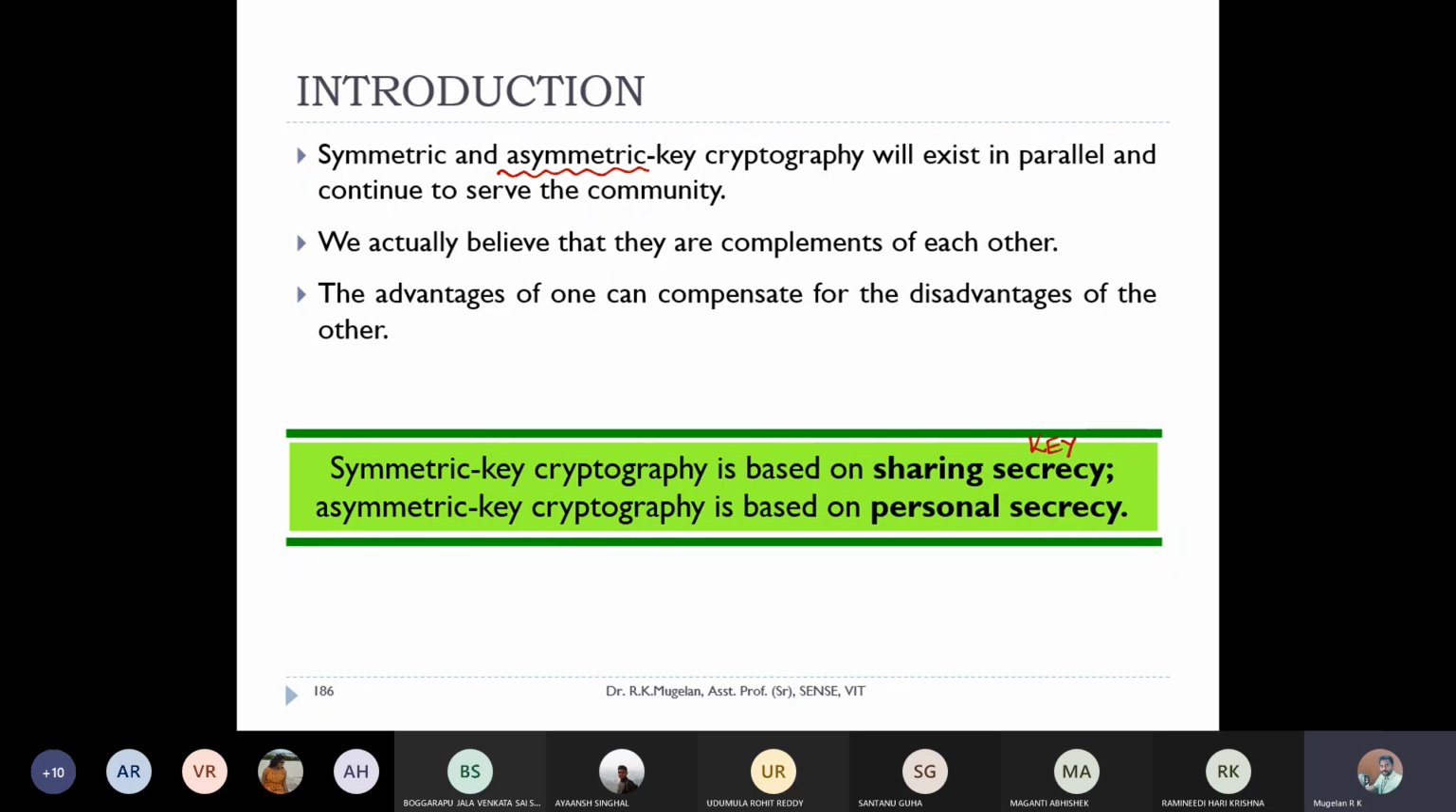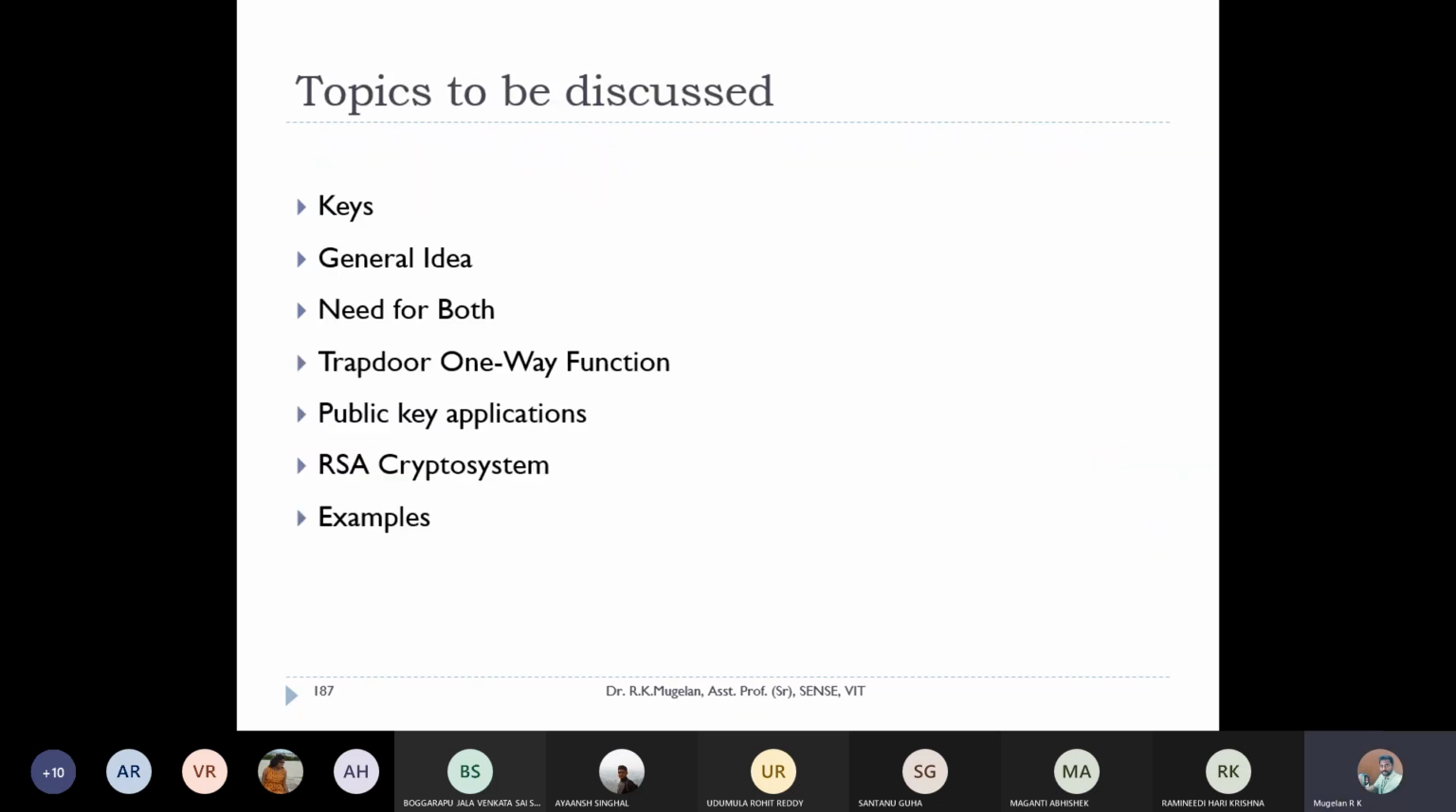Whereas asymmetric key cryptography is based upon personal secrecy. That is, both transmitter as well as receiver are going to use separate keys and they are going to have their own secrecy maintained by them, right? So under this category comes your asymmetric key cryptography.